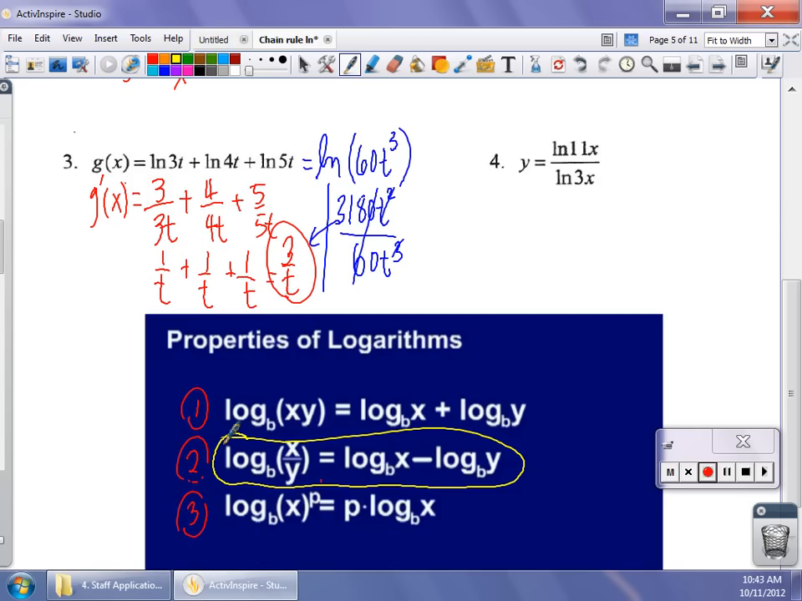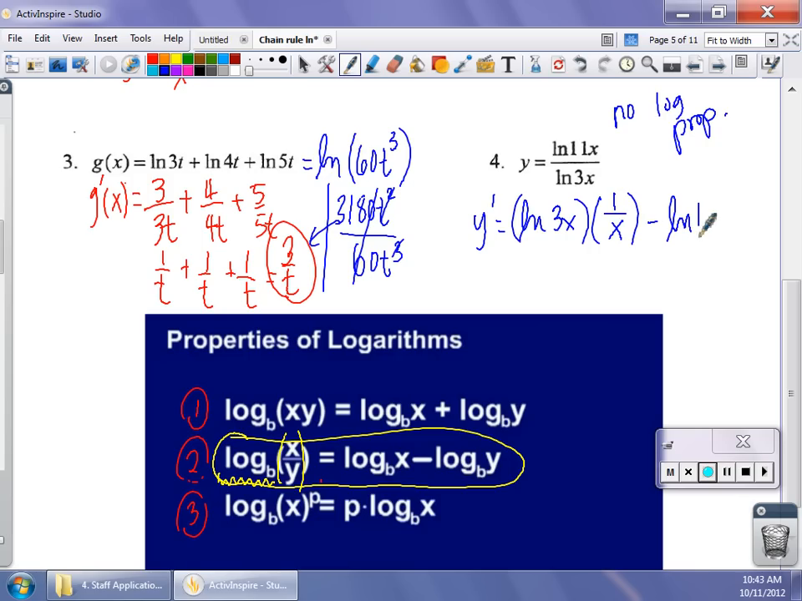But if you look very carefully, this says the log of a base of a quotient. Well, this over here in example number 4 is the quotient of 2 logs. So no log property. I'm not going to use any algebra to rewrite that expression. When I look at it, I see a quotient, so I'm going to use the quotient rule. So the derivative is down d up. The derivative of ln of 11x is 1 over x, because it's 11 over 11x, u prime over u, minus up d down. The derivative of ln of 3x would be 3 over 3x, which is 1 over x, over down.